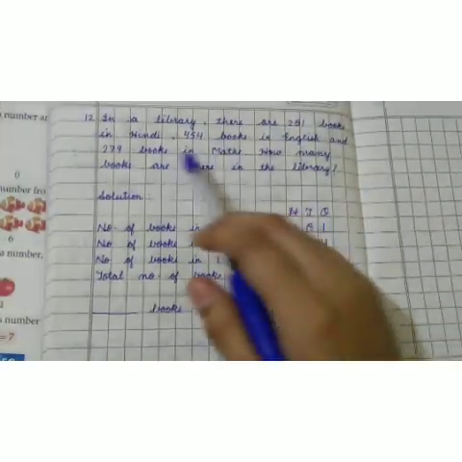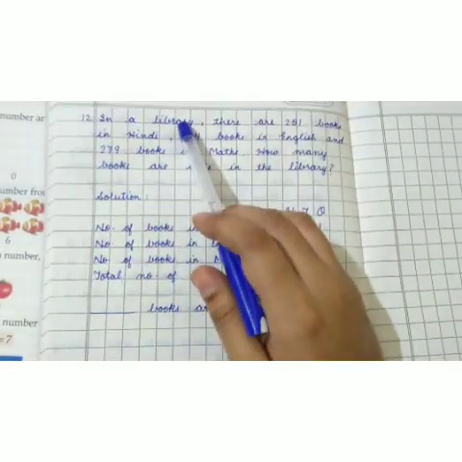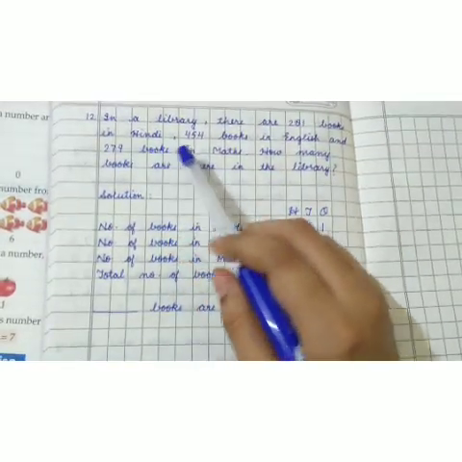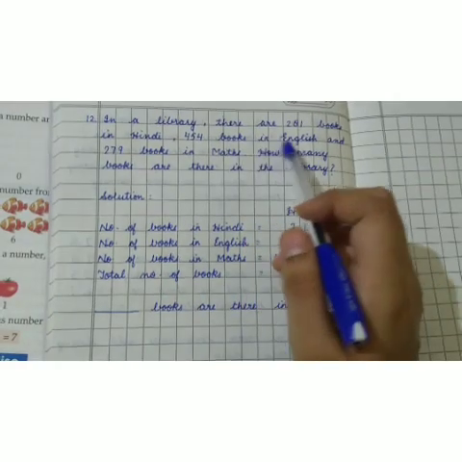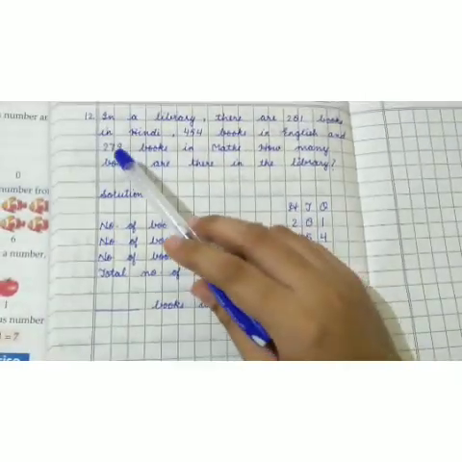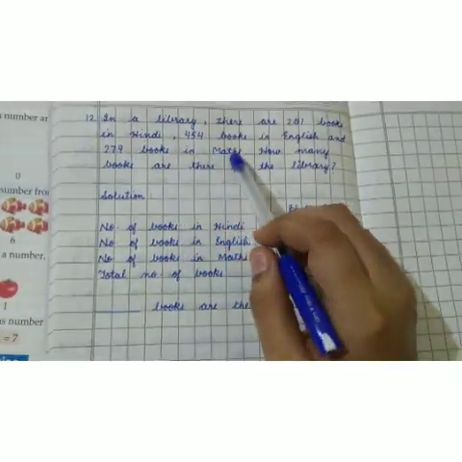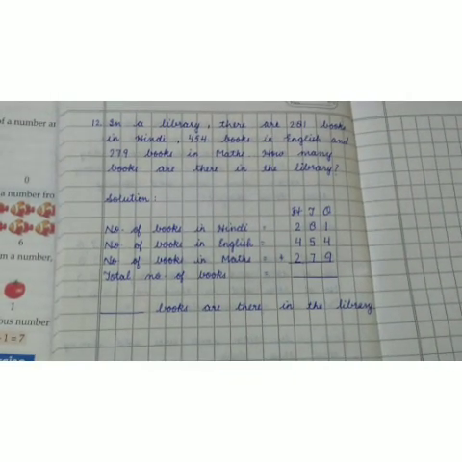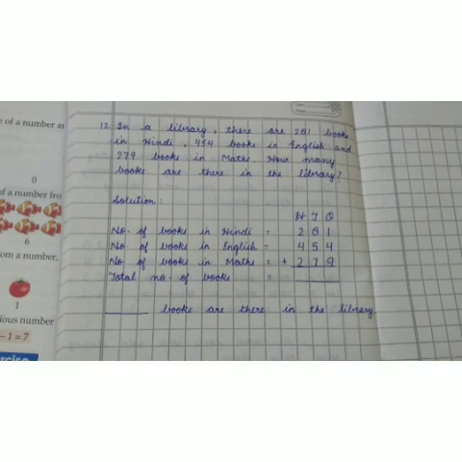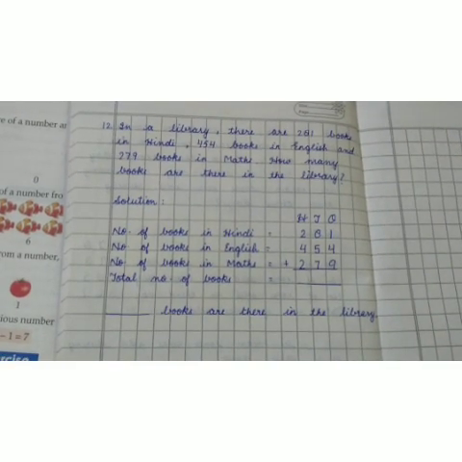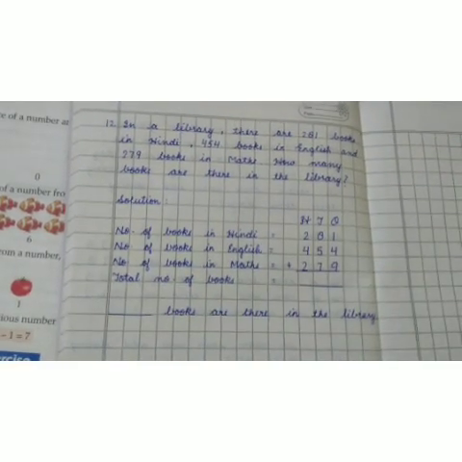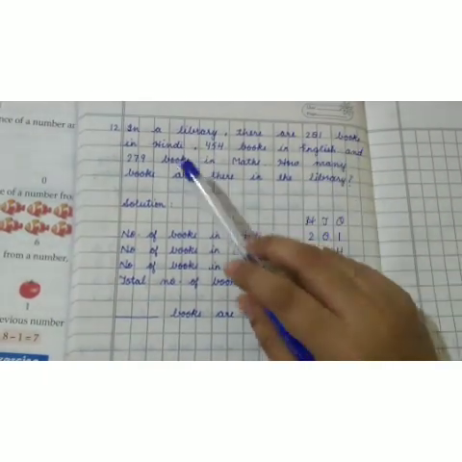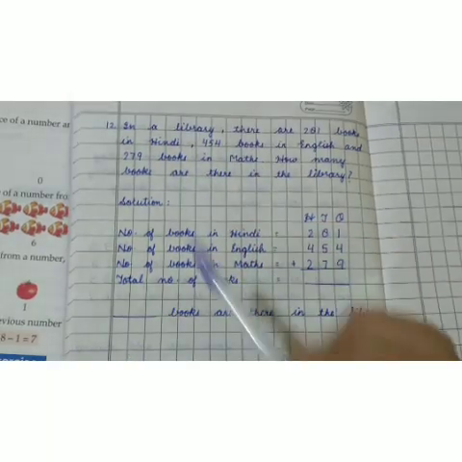Question number 12. In a library, there are 281 books in Hindi, 454 books in English and 279 books in maths. How many books are there in the library? Library is a room full of books. तो वहाँ पर 281 books हिंदी में है, 454 books English में है और 279 बुक मैथ्स की हैं, तो आपको टोटल नंबर ऑफ बुक्स बताना है.